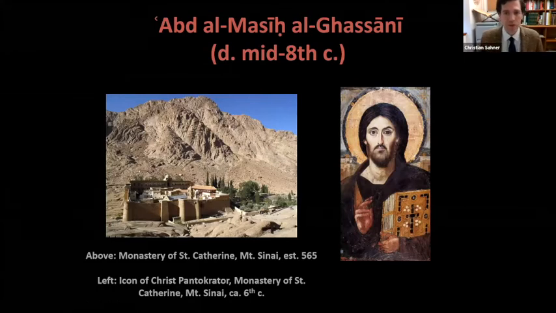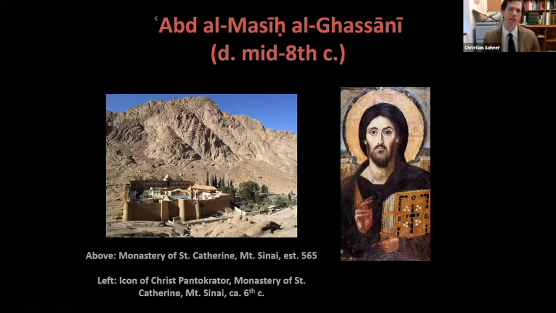Okay, so the first one that I want to briefly tell you about is a martyr known as Abd al-Masih al-Ghassani. Abd al-Masih is an Arabic word which means the servant of Christ. Ghassani is the name of an important Christian Arab tribe to which this martyr belonged. His biography was written in Arabic, making it one of the earliest surviving examples of Christian Arabic literature.